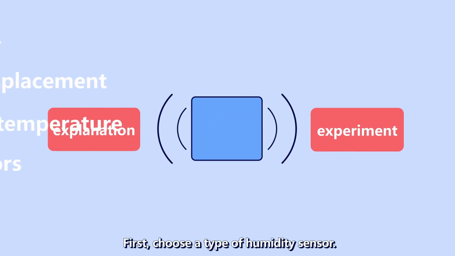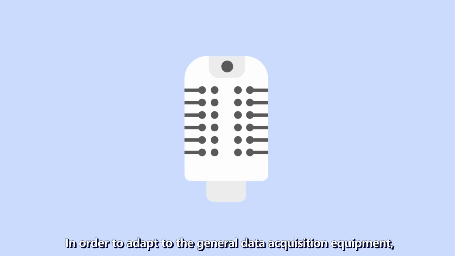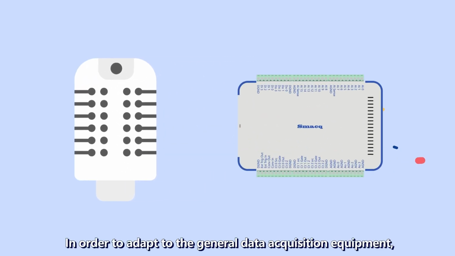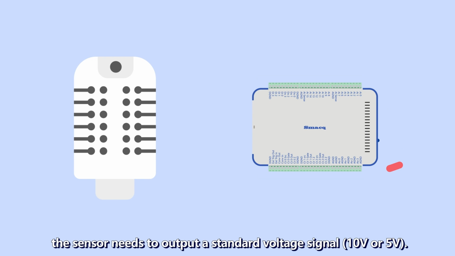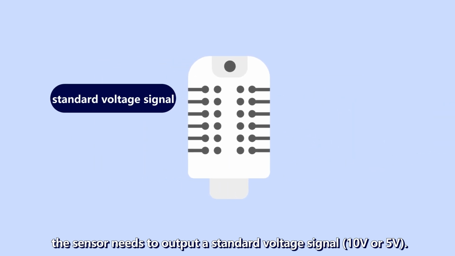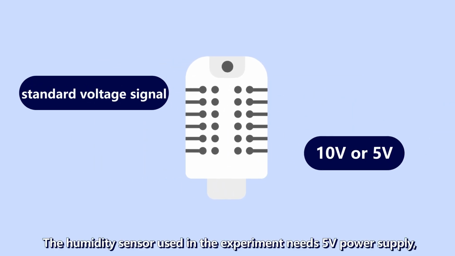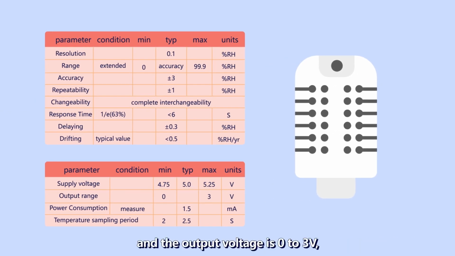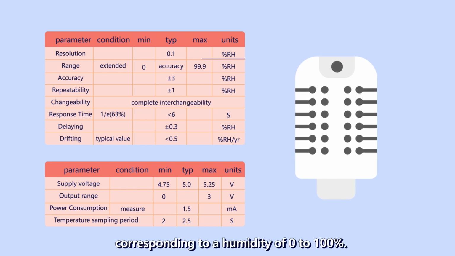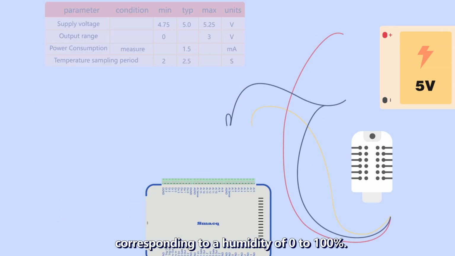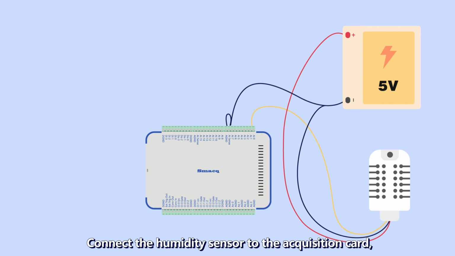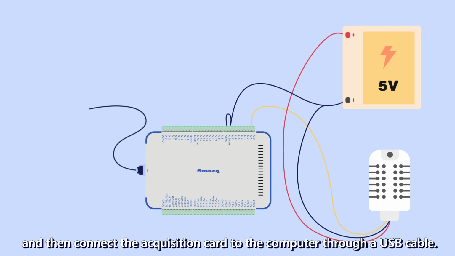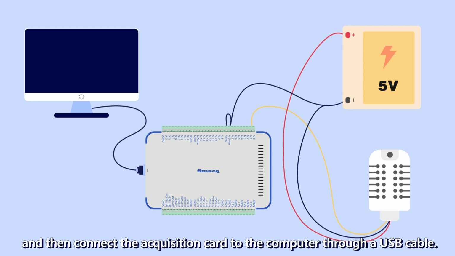First, choose a type of humidity sensor. In order to adapt to the general data acquisition equipment, the sensor needs to output a standard voltage signal. The humidity sensor used in the experiment needs 5V power supply, and the output voltage is 0 to 3 volt, corresponding to a humidity of 0 to 100%. Connect the humidity sensor to the acquisition card, and then connect the acquisition card to the computer through a USB cable.